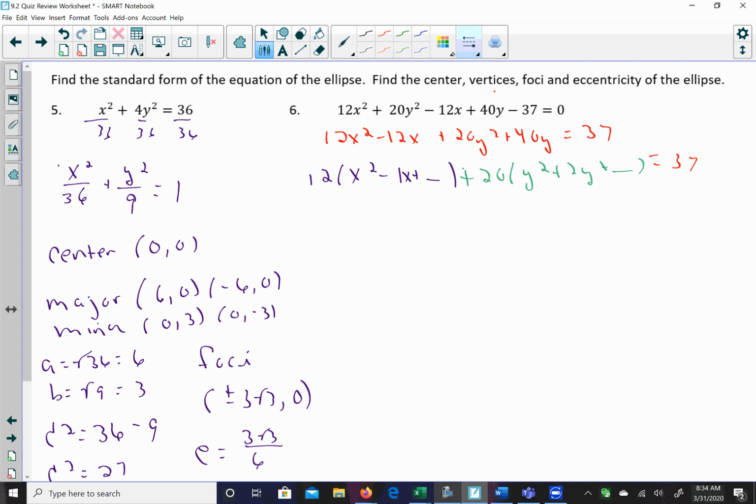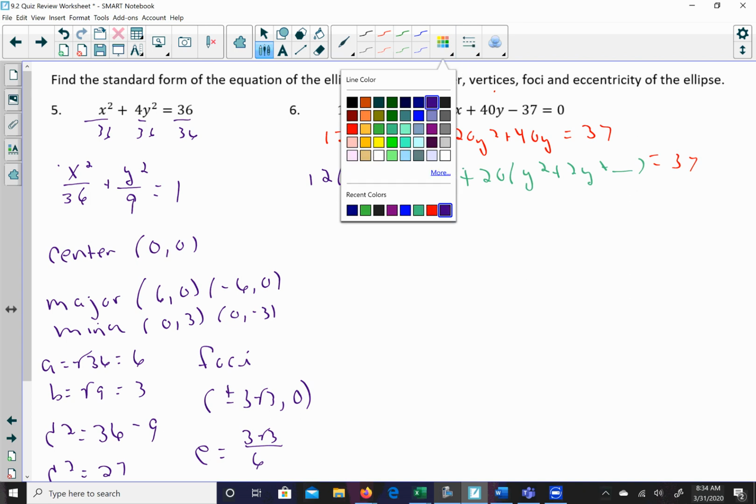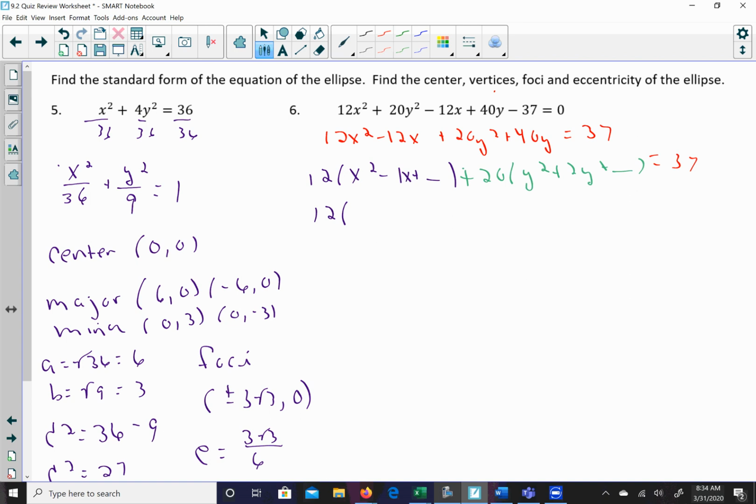Completing the square for the x's, I take half of the middle term. So half of this one is 1/2. So I'm going to have x minus 1/2. 1/2 squared will end up being 1/4. But 12 times 1/4 will be 3. So I'm adding 3 to the other side.